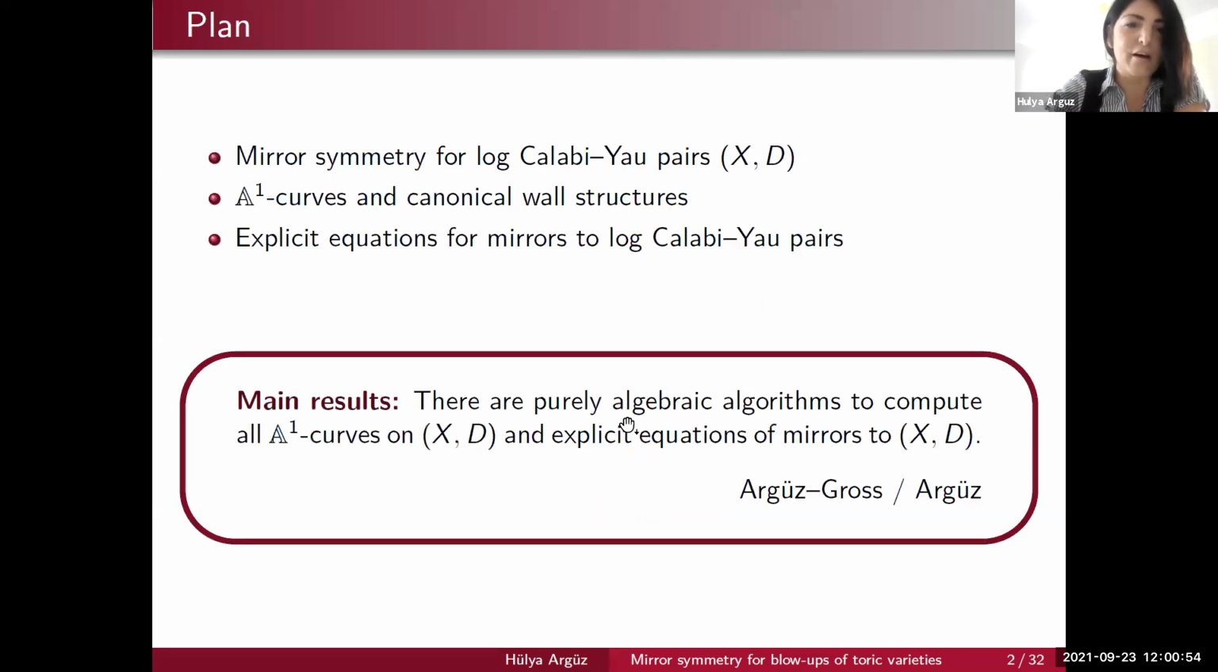So what I'd like to tell you today is about mirror symmetry for log Calabi-Yau pairs (X, D) given by a smooth projective variety X and anti-canonical simple normal crossing divisor D. And I will tell you about A1-curves and canonical wall structures and how they play a role in understanding mirror symmetry for such pairs. Then at the end of the talk, I will tell you of explicit equations for mirrors to log Calabi-Yau pairs.